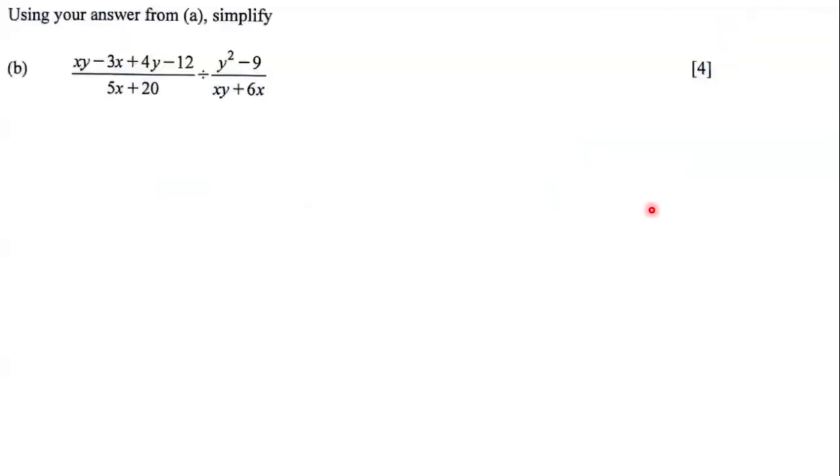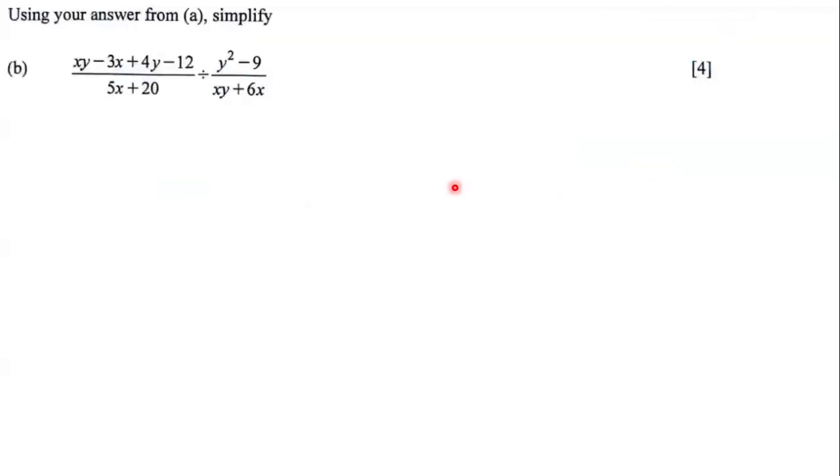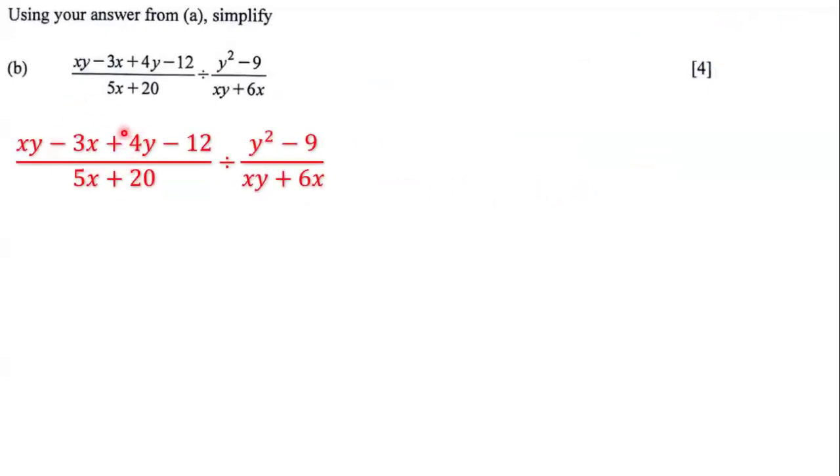Now let's move on to the next part of this question. It says, using your answer from A, simplify this expression. So we have two fractions that we want to divide, but they told us to use our answer from A. Remember, when we simplified this expression, our answer was y minus 3 all over 5. So this expression right here is actually equal to y minus 3 over 5.